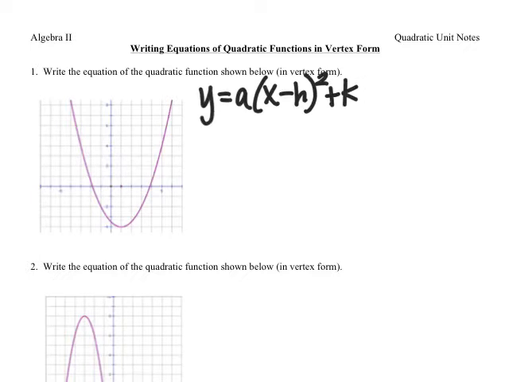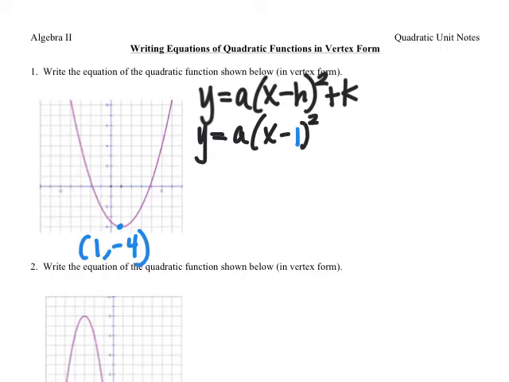So let's identify the vertex using the graph. I can see that the vertex is 1, negative 4. And now I can go ahead and put that into my equation. So y equals a times x minus 1 squared, and then minus 4. So all I've done right now is input h and k, but I still don't know what a is.